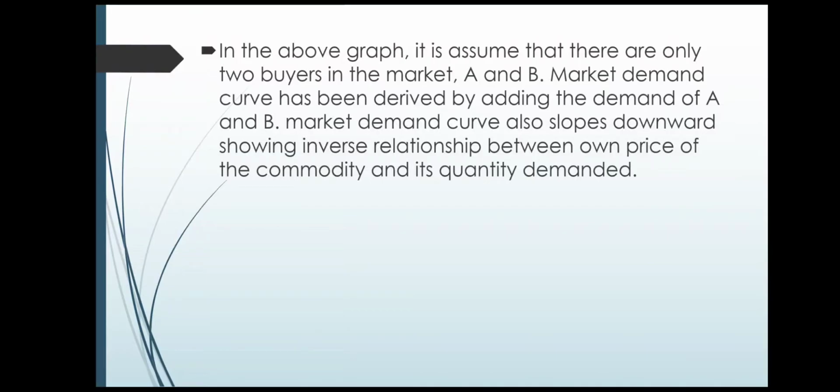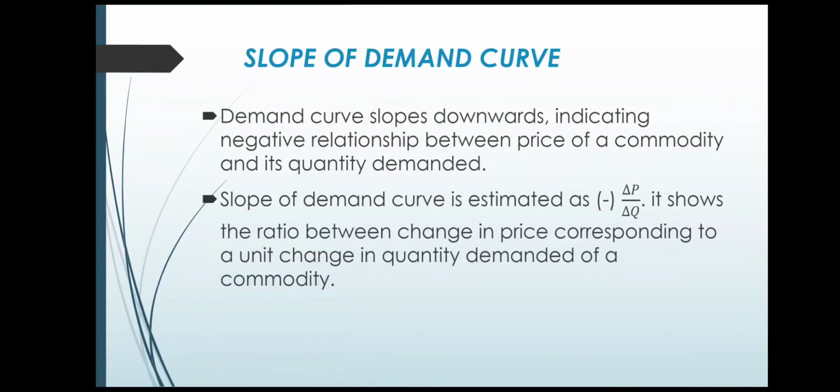So in the above graph, it is assumed that there are only two buyers in the market, A and B. Market demand curve has been derived by adding the demand of A and B. Market demand curve also slopes downward, showing inverse relationship between own price of the commodity and its quantity demanded. So this is the description of the graph.